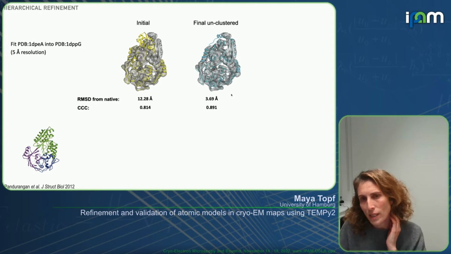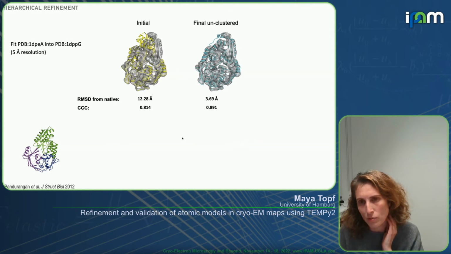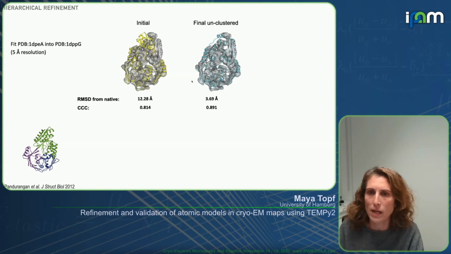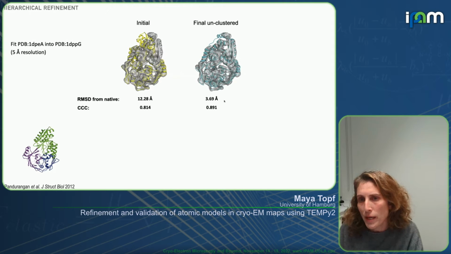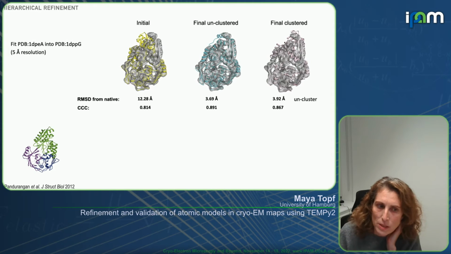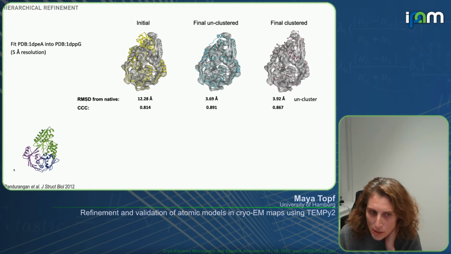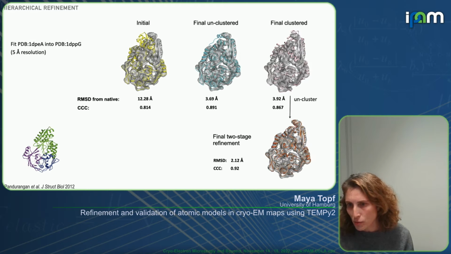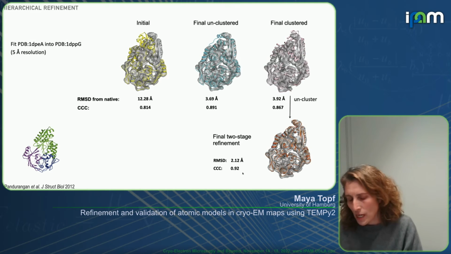Now, if we don't cluster the secondary structure elements, which is what we've done here, and we run, at the time it was FlexEM, but it can be any other refinement method, we end up at around 3.7 angstrom RMSD. However, if we first cluster based on Refinement, so this cluster that you see here, and then we uncluster the secondary structure and do further refinement, we get a much better result.